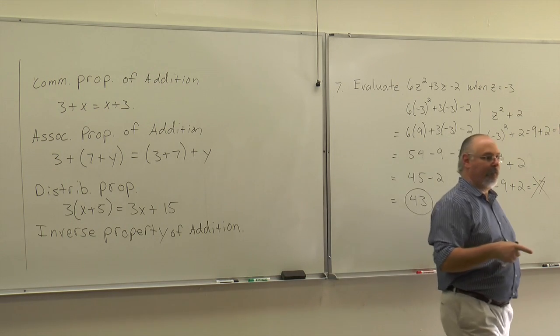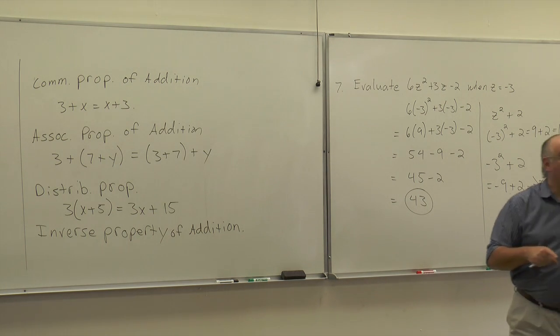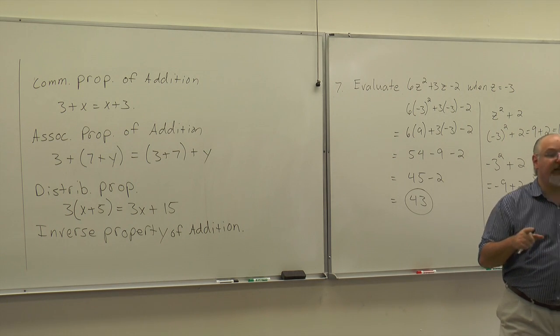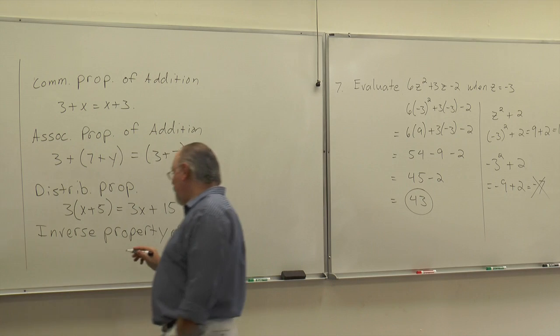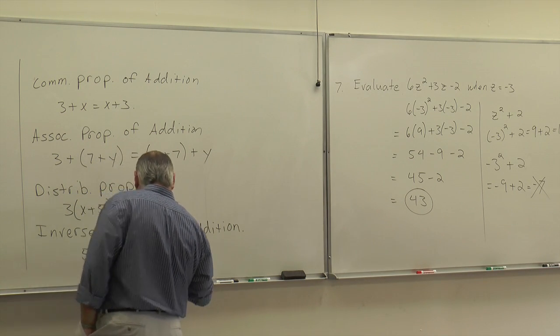There's another word for it. Begins with an O. Opposite. So what's the additive inverse of 5? What's the opposite of 5? Negative 5. So this would be 5 plus negative 5 equals 0.